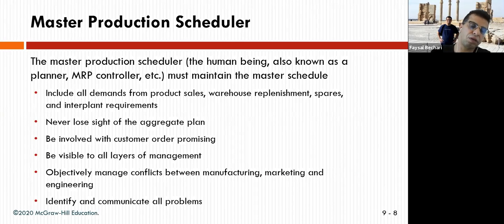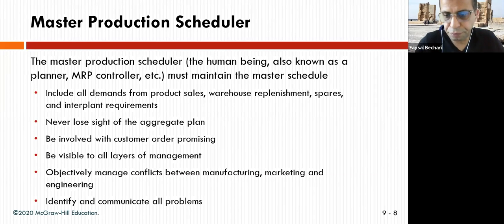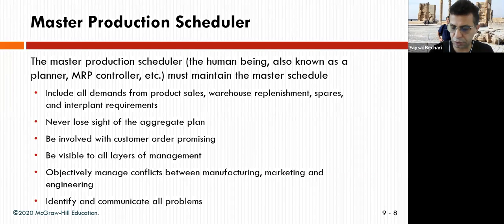So if you have 10 units before the scheduling, and the MPS is asking for 100, you already have 10 units, so you need to produce 90 units. So it's not losing sight of the aggregate plan. It is also involved with customer order promising. It looks at the timing, what time it's supposed to be delivered. It must be visible to all layers of management, so management can see where the production is, what the process of production is, and when this is happening.